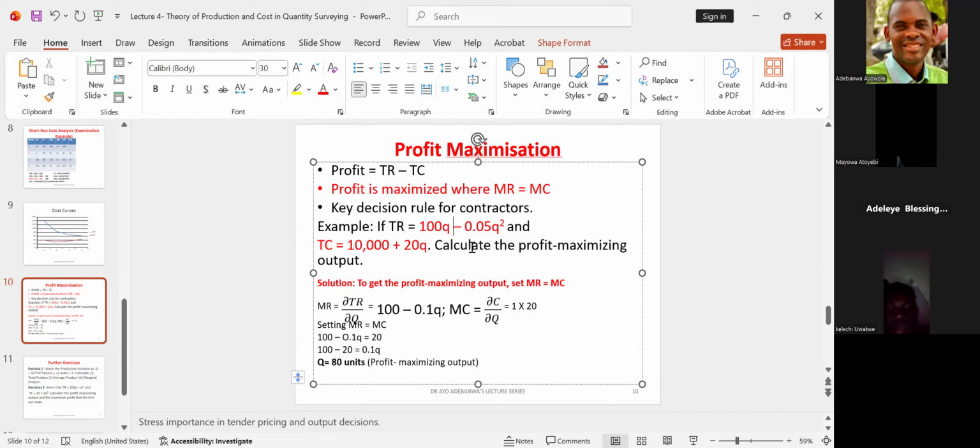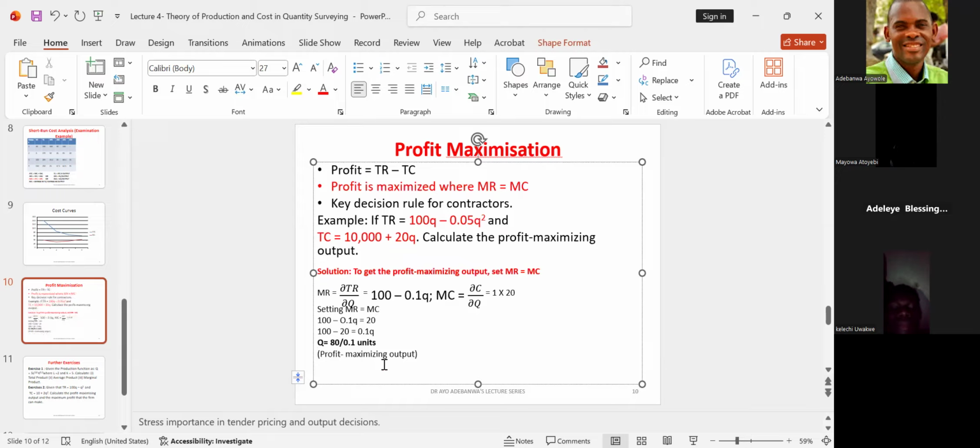It's not correct. It should have given you 80 divided by 0.1. Let me put it there because I was rushing to do this work. Divided by 0.1. So can you give me the value of 80 divided by 0.1?